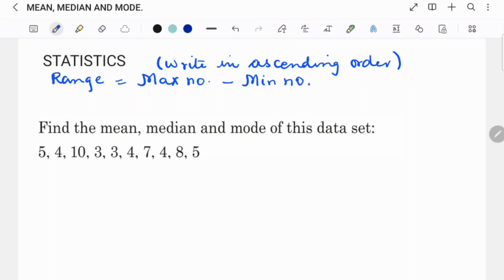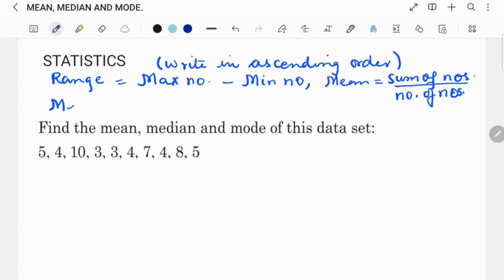Then the mean is equal to the sum of numbers divided by the number of numbers, meaning how many numbers there are. You find the sum, which goes in the numerator, and in the denominator how many numbers there are. For example, if there are 10 numbers, you write 10 in the denominator.